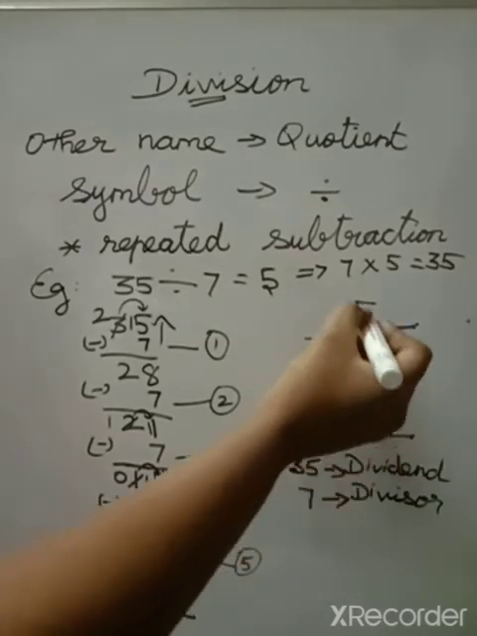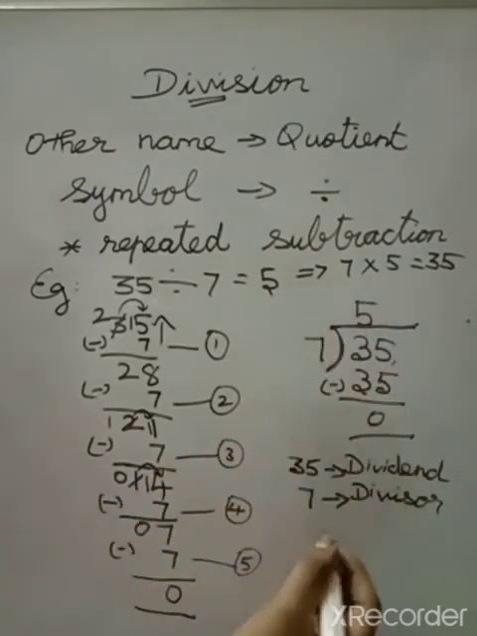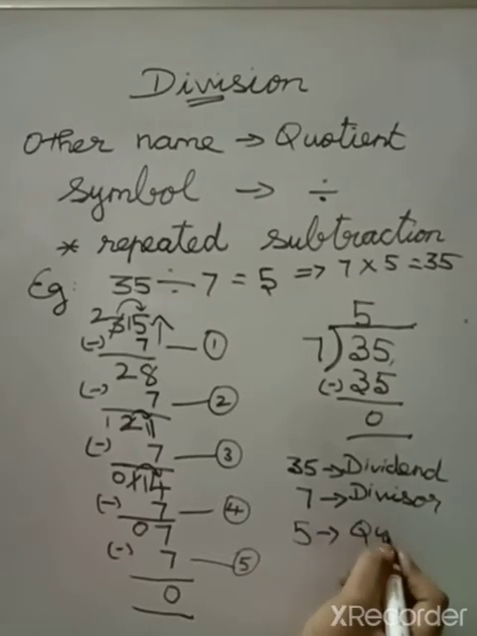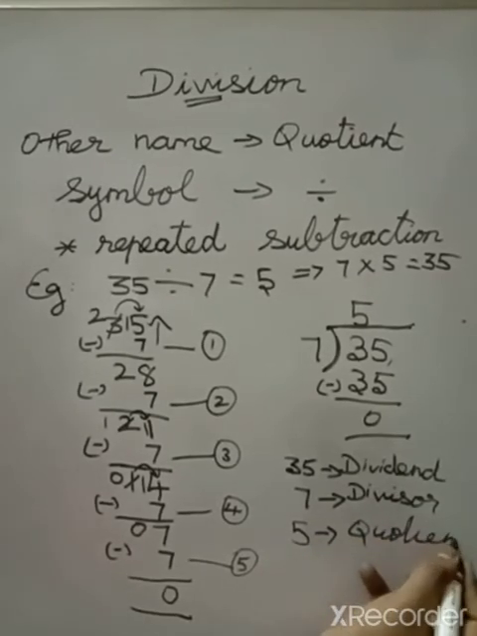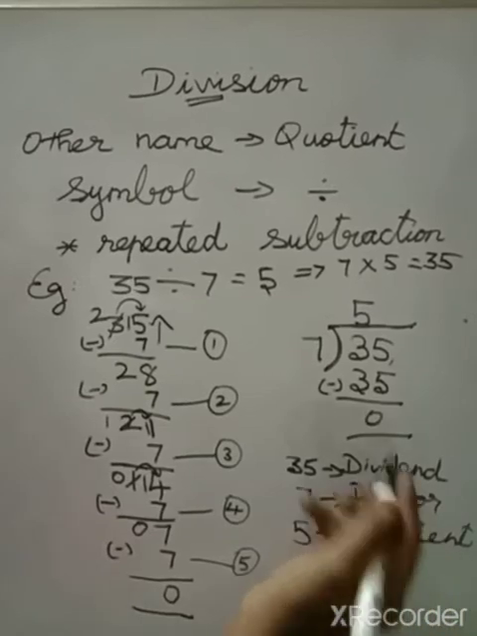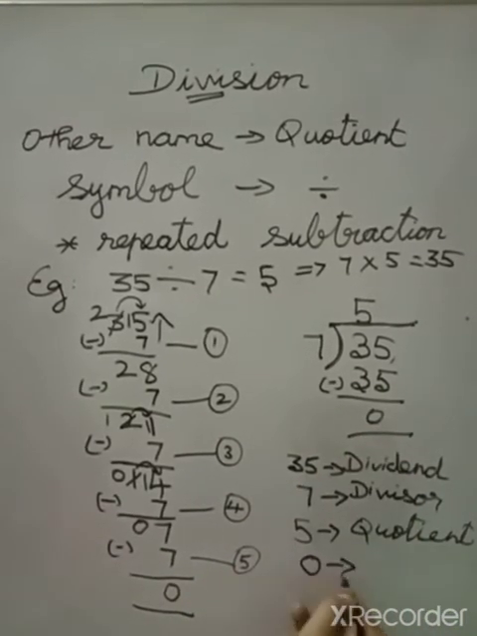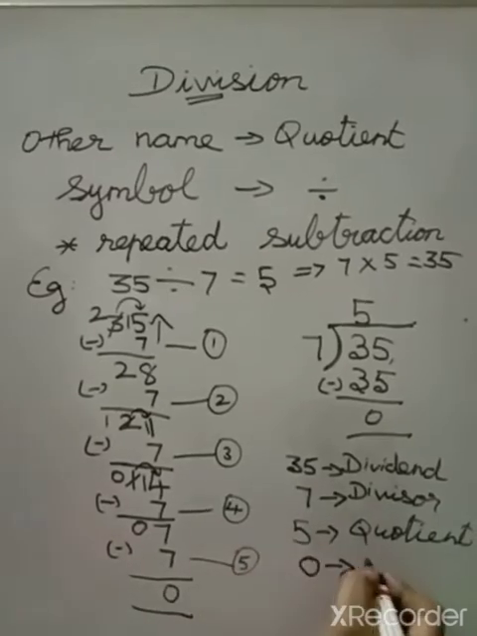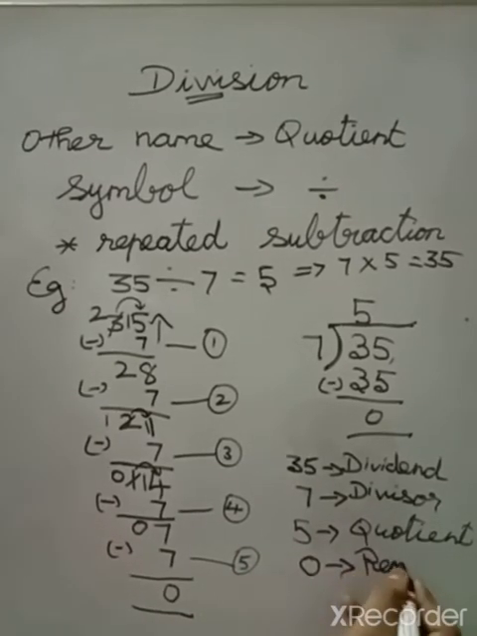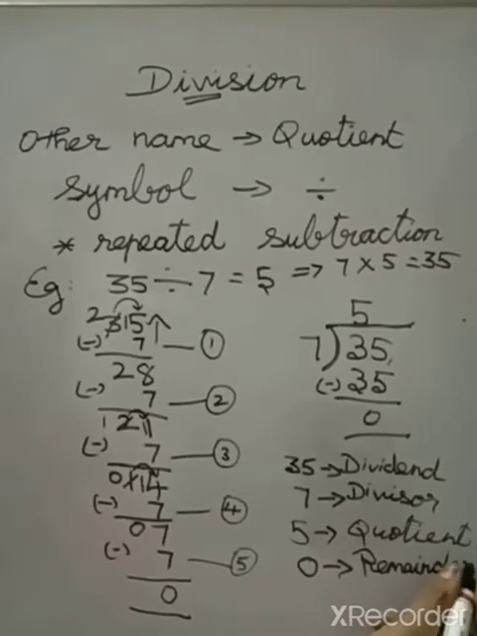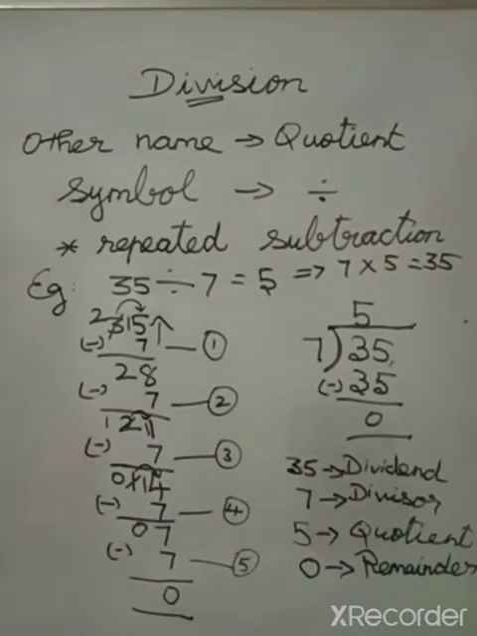Okay, and the answer is the number above the line you are writing, isn't it? That is called as the answer, and it is called as quotient. So 5 is called as the quotient, and after subtracting you are getting the answer, isn't it? That is called as the remainder. R-E-M-A-I-N-D-E-R. Okay? So it is called as the remainder.